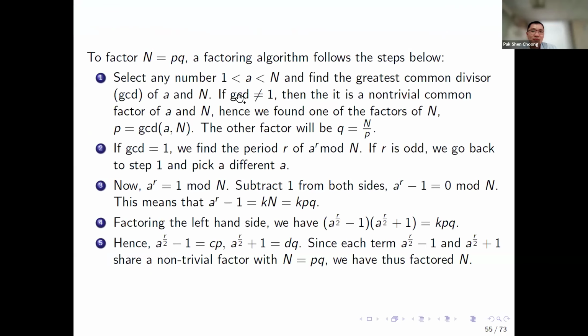So once you know that your R is even, then you formulate this particular equation, right? You minus 1 on both sides, and then perform the difference of squares. Then you manage to identify your prime factors up to a certain common factor k. So roughly speaking, these are the steps of a factoring algorithm.